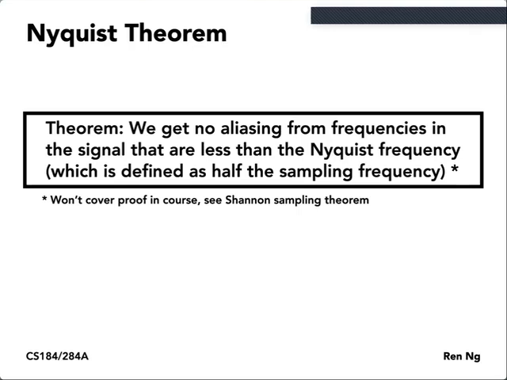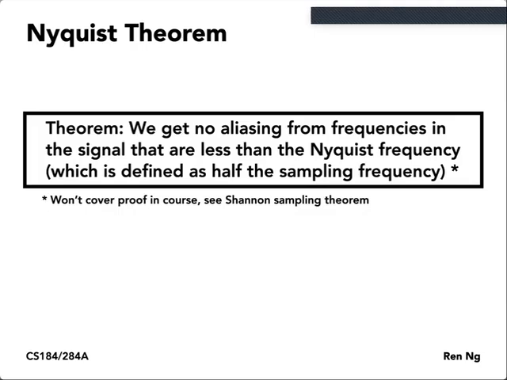I won't cover the proof in this course. This is a more mathematical result at a lower level than is required for this class. But I want to state the theorem for you to extract the value of its precision. And then we're going to look at it visually and intuitively with a sequence of photographs. I want to show you what Nyquist frequency looks like. Here's the theorem first. The Nyquist theorem says that we get no aliasing from frequencies in the signal that are less than the Nyquist frequency. And the Nyquist frequency is defined as half the sampling frequency.